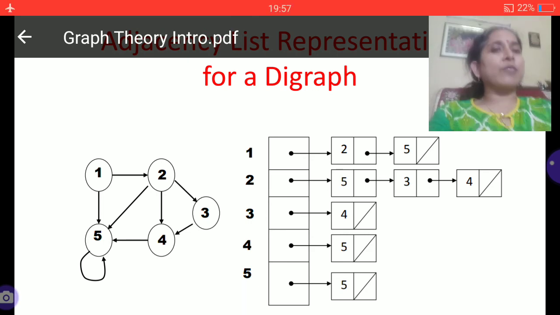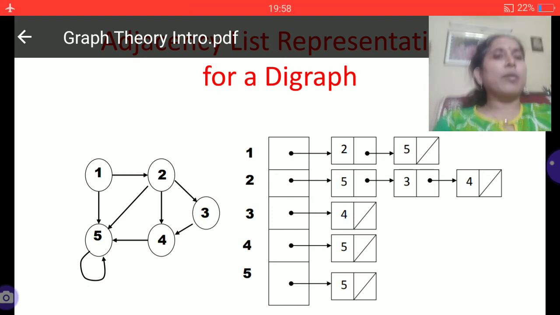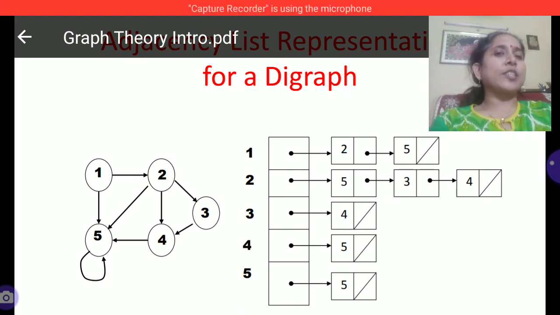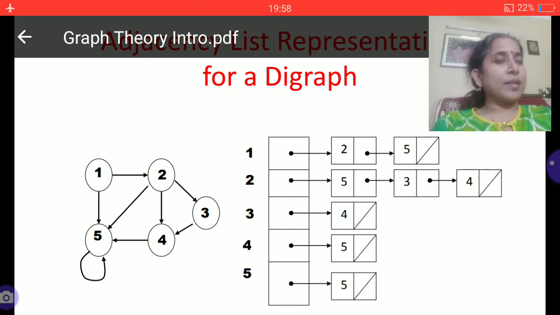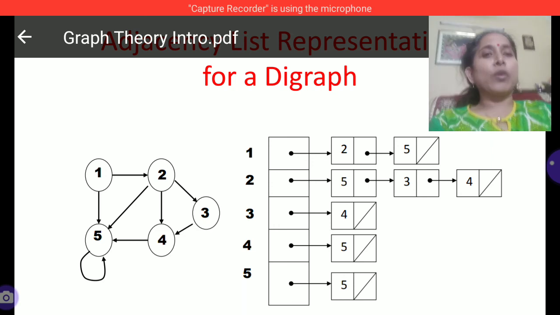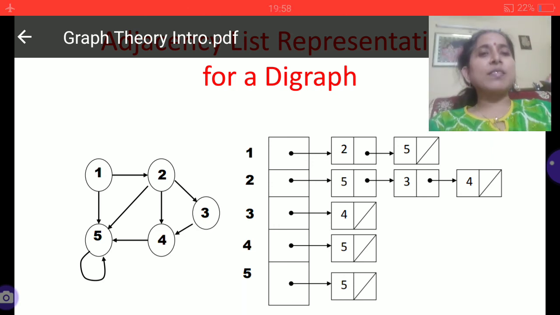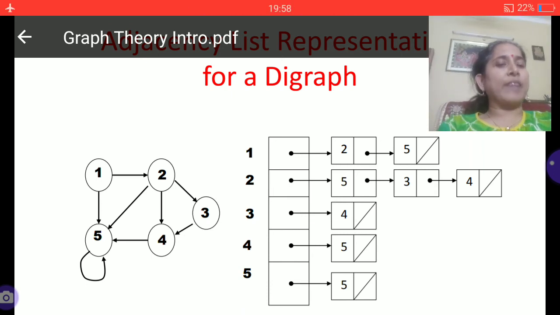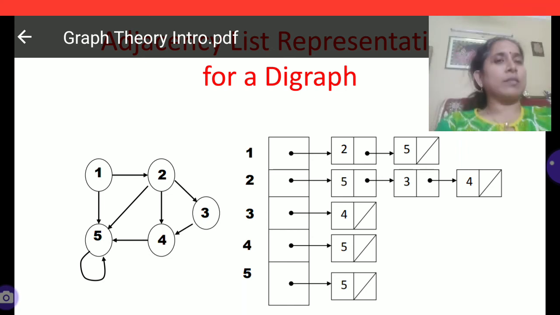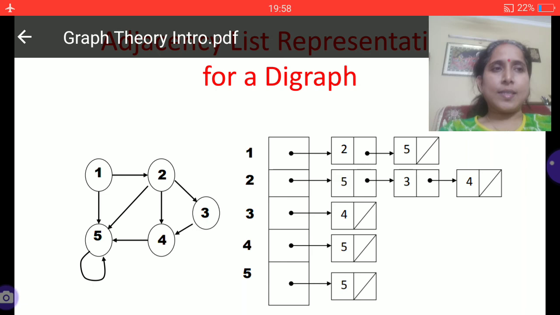In the second row, the second vertex is connected to 3 vertices, 3, 4 and 5. So we will mention 3 4 5. Coming to vertex 3, it is connected to only one vertex, 4. So in the third row there is only one sublist, one node connected. 4 is connected to only 5, so at 4 we have just 5, and 5 is connected to itself, there is a loop. So we'll write at the fifth row one node connected. This kind of representation is known as an adjacency list.